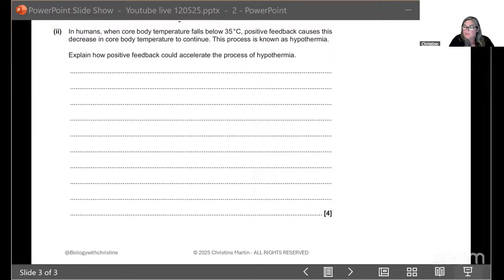So in this case, what have they told us? They have told us that the core body temperature falls below 35 degrees C. So if the core body temperature falls below 35 degrees C, then what's going to happen? There is a form of positive feedback. So first of all, anytime you see 'explain how positive feedback', the first thing I would say to you is give a definition.